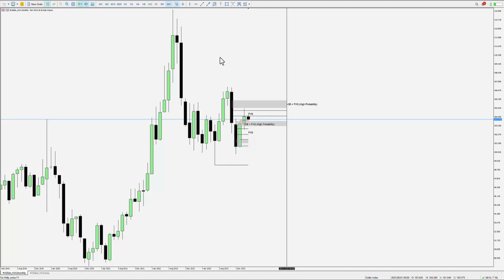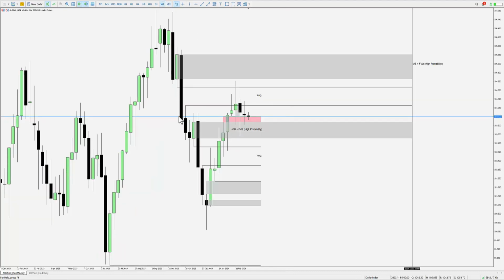So now, if I go to the weekly chart, right, you can see how price traded and filled up the imbalance on the weekly chart. That was 4 weeks ago. We filled up the imbalance and then price ran to the downside. In doing so, you can see we now have a bearish order block right there, right?